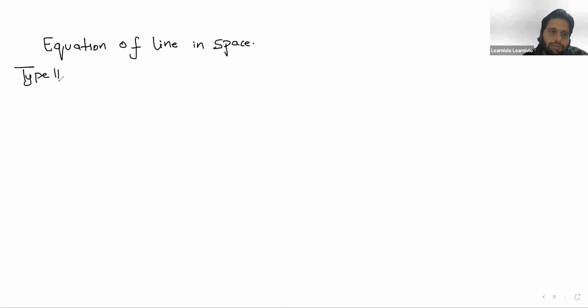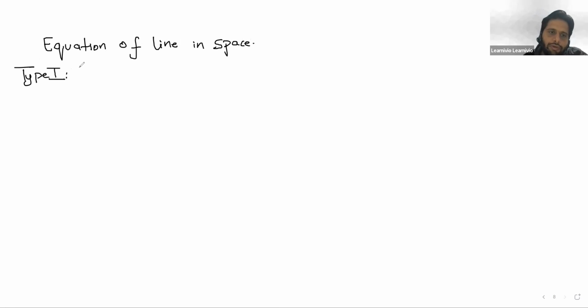Now we will start the next topic, equation of line. Direction ratio and direction cosine topic is completed. You can do the questions on your own. Now we will start a new topic, the equation of line in space. There are many, many types in 3D, so please complete the homework so that you will be able to remember the types.